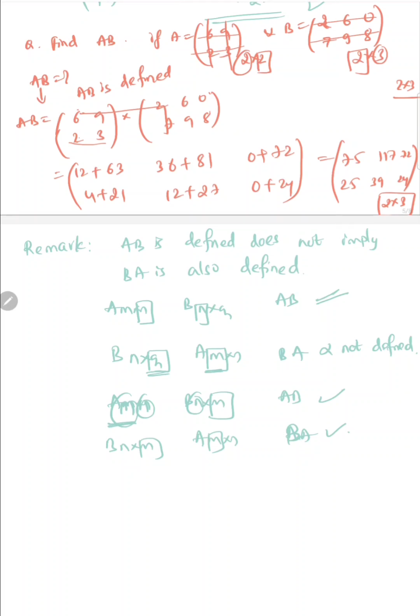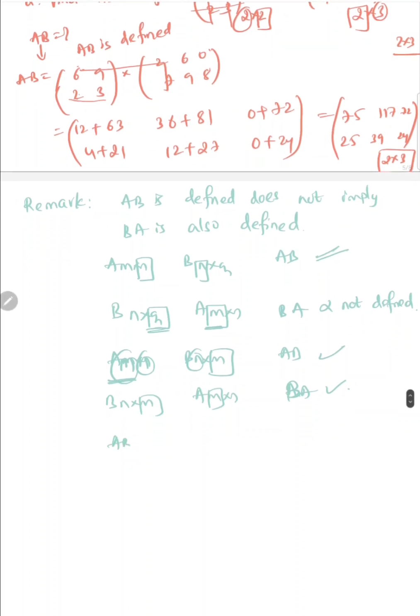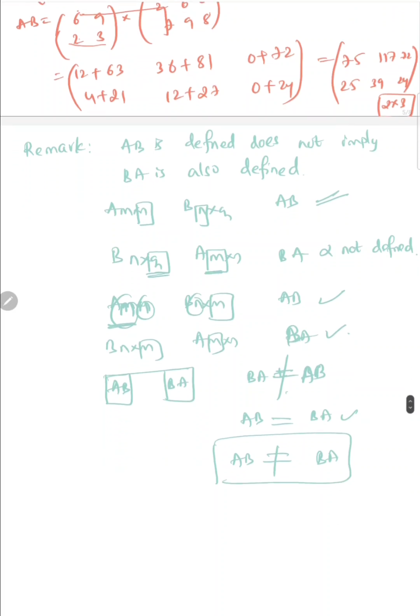And it should also be remembered that if both AB and BA exist, it doesn't imply that AB is equal to BA. If both AB and BA exist, then whether AB is equal to BA, sometimes it is true, but sometimes it is not true. Therefore, it is not always true that AB is equal to BA. So it is like the commutative law.